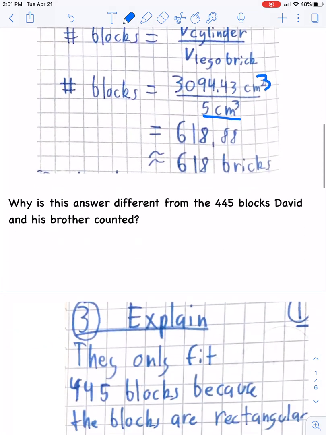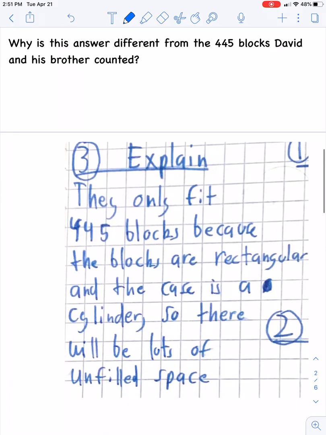Alrighty, so they only fit 445 blocks because the blocks are rectangular and the case is a cylinder. So there would be lots of unfilled space. If we have a cylinder, something like this, and we have some rectangles in it, they're going to have some unused space that's going to fill into this shape. We're going to have all kinds of unused space in that cylinder because the rectangles won't fit exactly in a circle. So that is our answer, why this answer is unexpected. Okay?